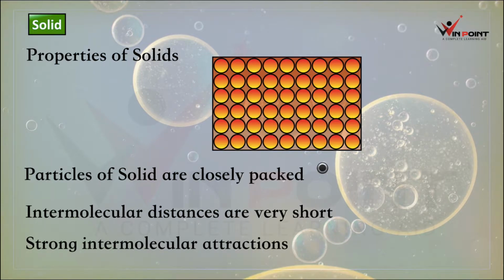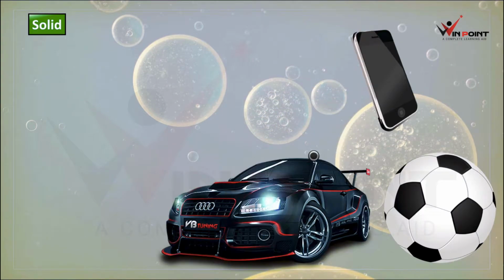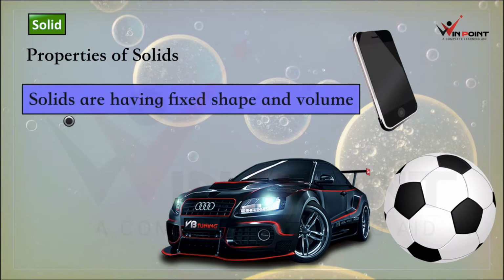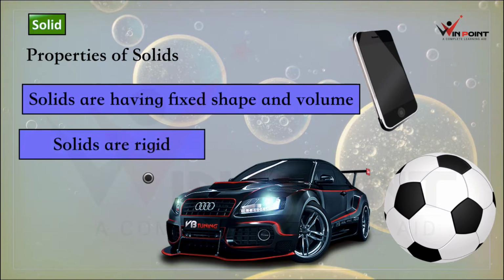There are two properties: intermolecular distances and intermolecular attraction. In the case of solid, intermolecular distances are very short. They are closely packed and there is strong intermolecular attraction. They are strongly attracted to each other. All solids have a definite shape, right? Properties of solid. Solids have fixed shape and volume. Solids are rigid. It is very difficult to change the shape of a solid.